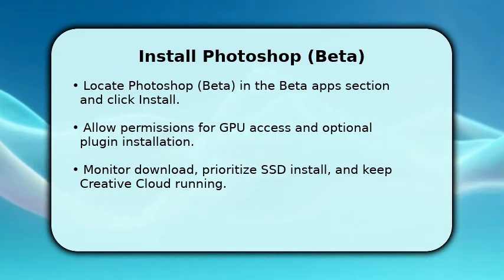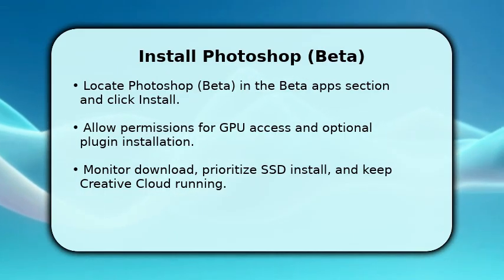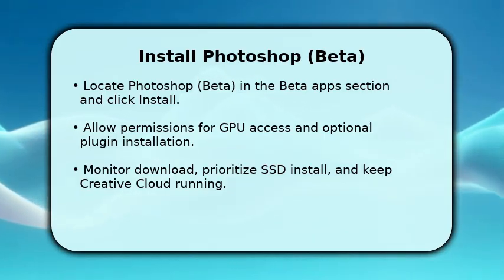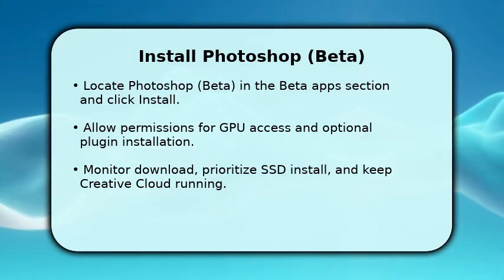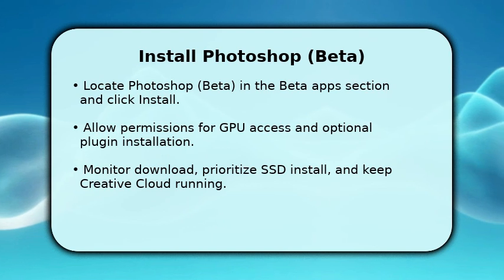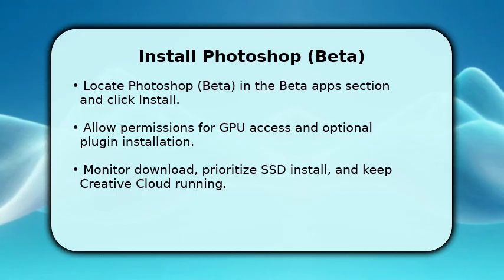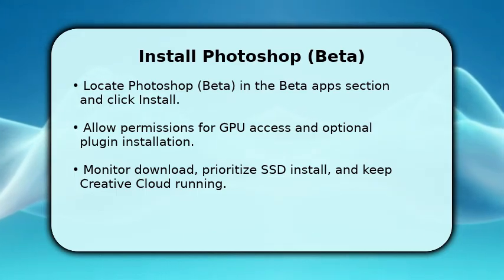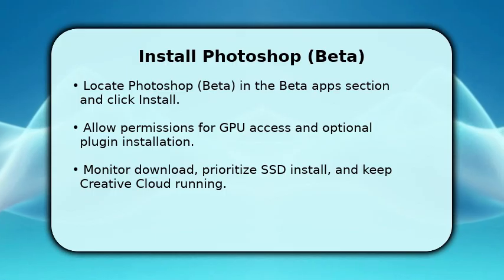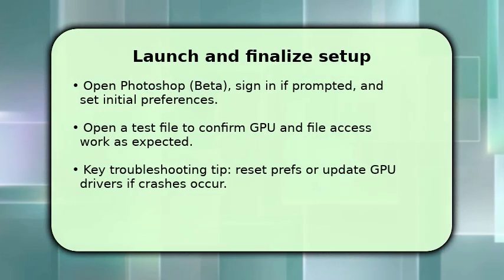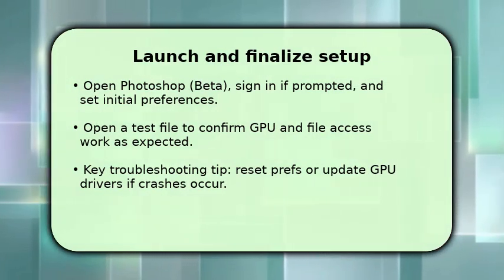If you have plugins you rely on, choose to install compatible versions now or defer to avoid conflicts. Once the installer finishes, keep Creative Cloud running to finalize dependencies. This ensures the app registers correctly and that extensions and Adobe fonts sync without interruption. You can now launch Photoshop Beta from the Creative Cloud app or your applications/program folder. Sign in when prompted so cloud features activate.